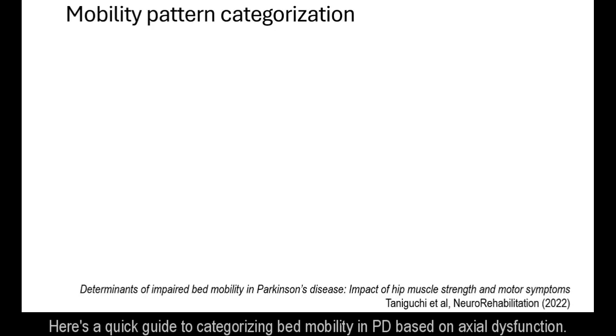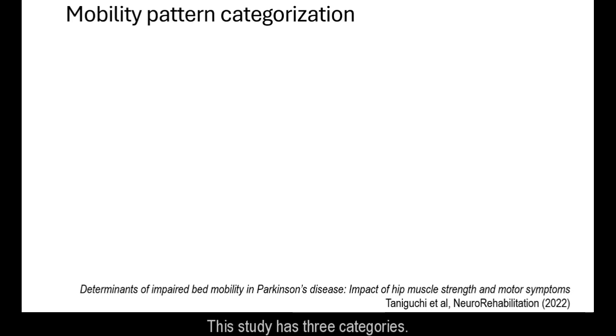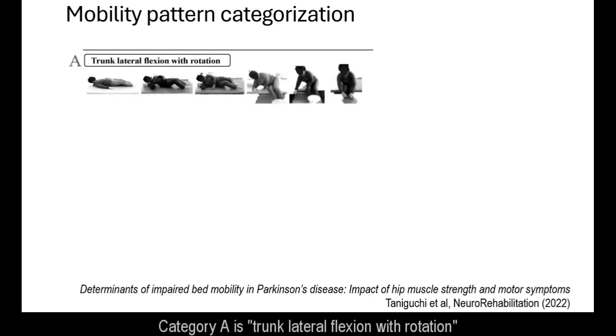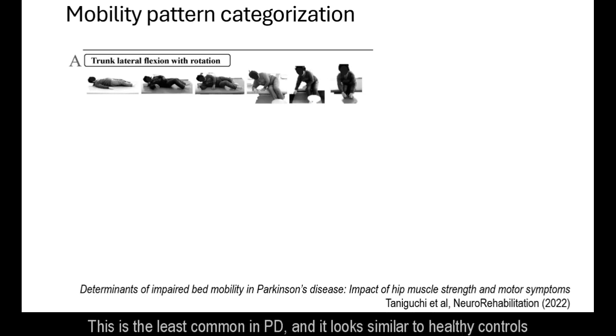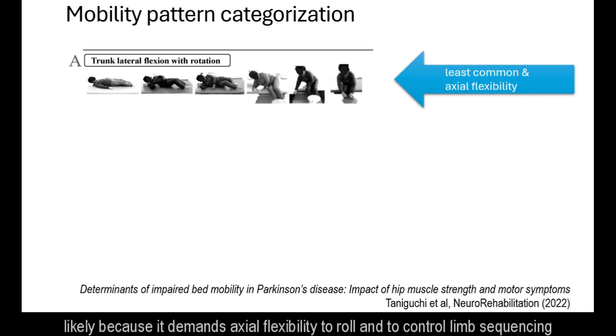Here's a quick guide to categorizing bed mobility in PD based on axial dysfunction. This study had 3 categories. Category A is trunk lateral flexion with rotation. This is the least common in PD, and it looks similar to healthy controls, likely because it demands axial flexibility to roll and to control limb sequencing.